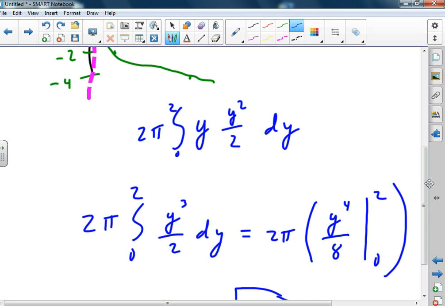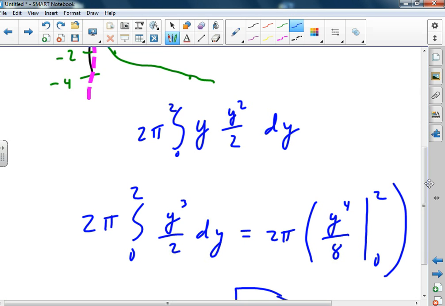So if I had the integral from 0 to 2 of x cubed divided by 2 equals, and I end up with 2, and then multiply it by 2 pi, and I get 4 pi. Yeah, 4 pi. And I thought I could change the dy.